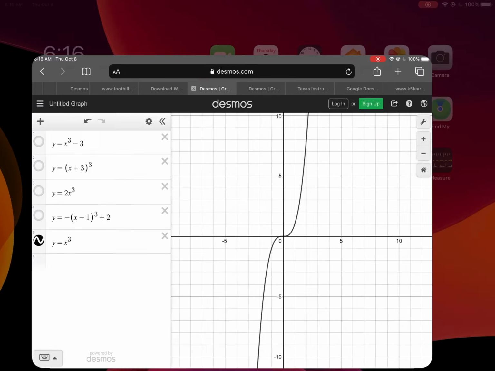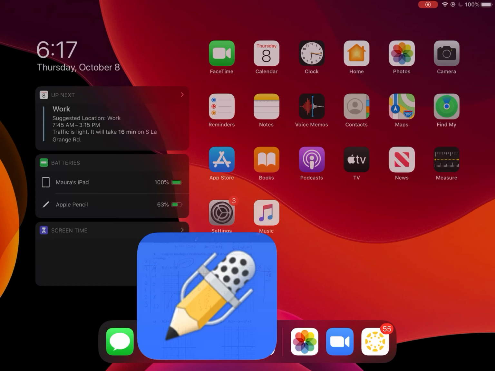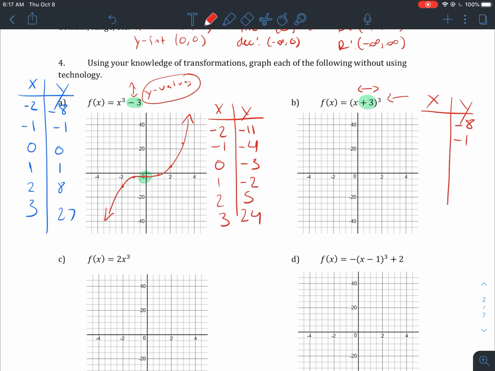All right. So now let's go ahead and try B. So we know that our x values are going to shift by 3. So let's go ahead and make our new chart. So our y values are going to stay the same, which would be -8, -1, 0, 1 and 8. We can do 27. Then we're going to shift all these down. So we're going to get -5, -4, -3, -2, -1, and 0. So what I did is I just subtracted 3 from each of my x values.